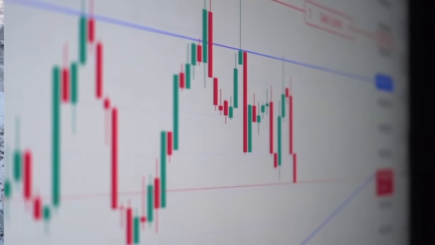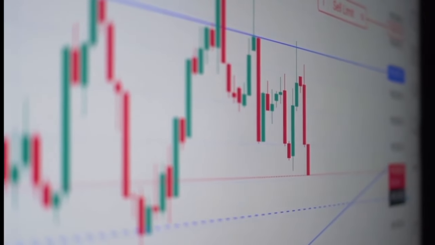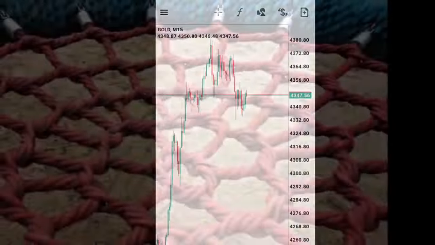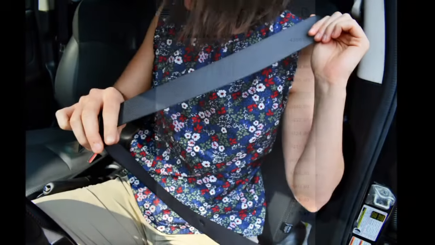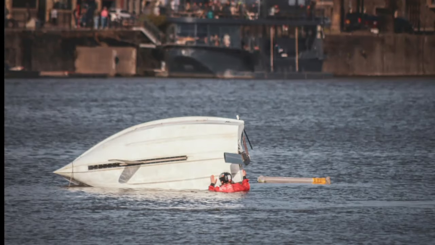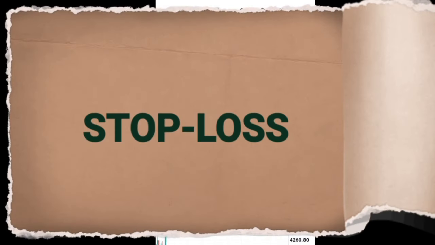The market can always go against you just within seconds or within minutes, no matter how good your analysis is. So you need a safety net. You need a seat belt, even though you're not planning to crash, but then you need the seat belt peradventure the crash happens. Even though you're not planning for your boat to capsize, you need a life jacket peradventure the boat capsizes. For you to be alive, you need that life jacket or that seat belt. That is the function of a stop loss in the forex market.